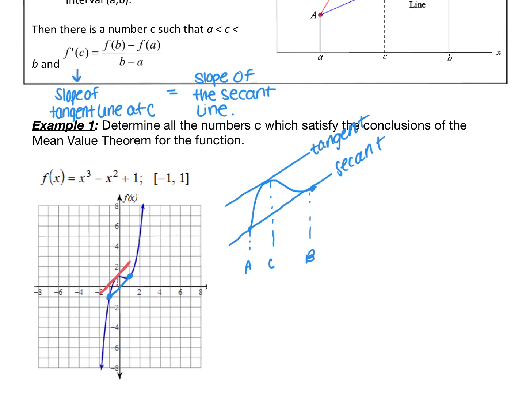So f prime of c means the slope of the tangent line at c. Since we don't know what c actually is, we can honestly just take the derivative, which is f prime of x, and we can set it equal to the slope of the secant line. And the reason why we can do that is because these are parallel lines here, and if this secant line has a slope, let's just say m of whatever, then this tangent line will also have a slope of that, because parallel lines have the same slopes.